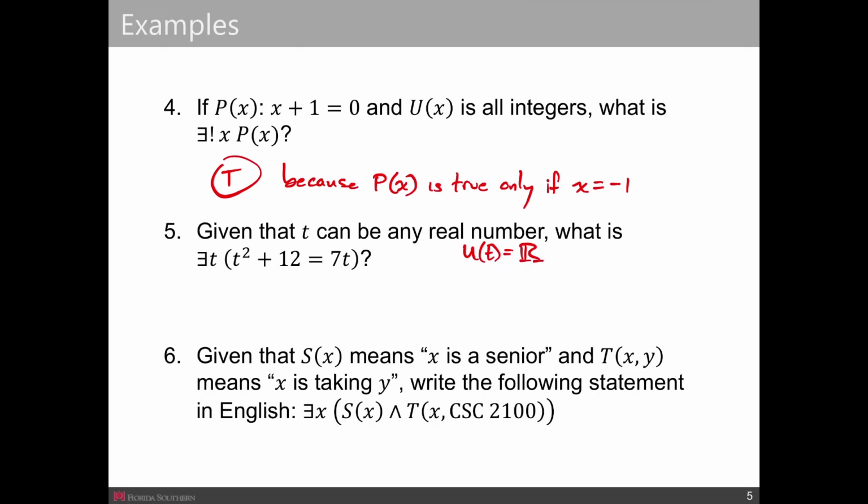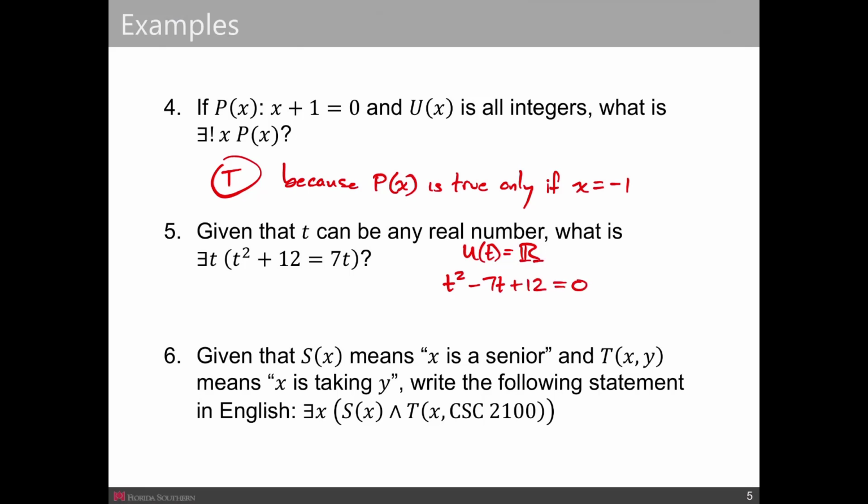There exists some value of t such that t squared plus 12 equals 7t. Pause the video for a moment and see if you can answer this question. Did you arrive at an answer? Before I tell you what it is, let me show you how I would solve this problem. So I'm going to move the 7t. I'm going to subtract 7t from both sides so that we have a quadratic. So it's t squared minus 7t plus 12 equals 0.